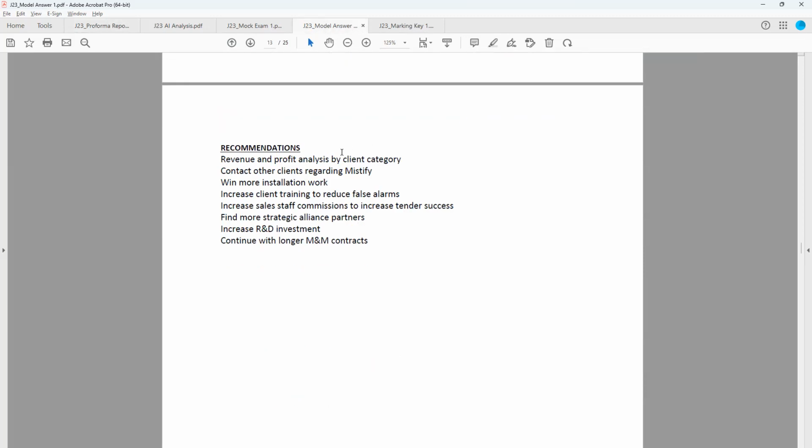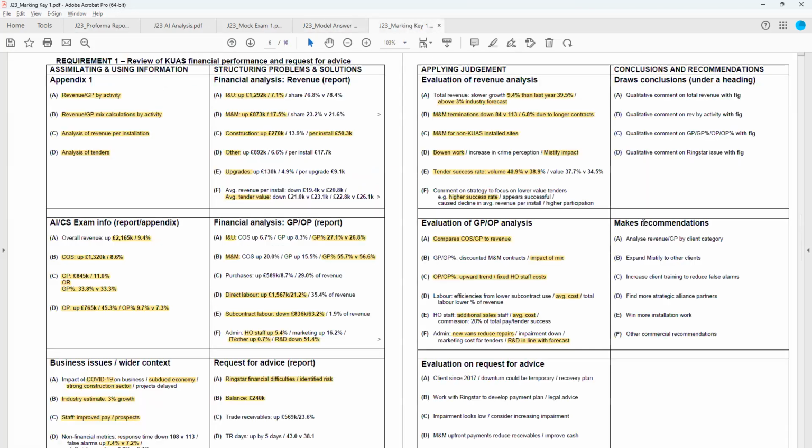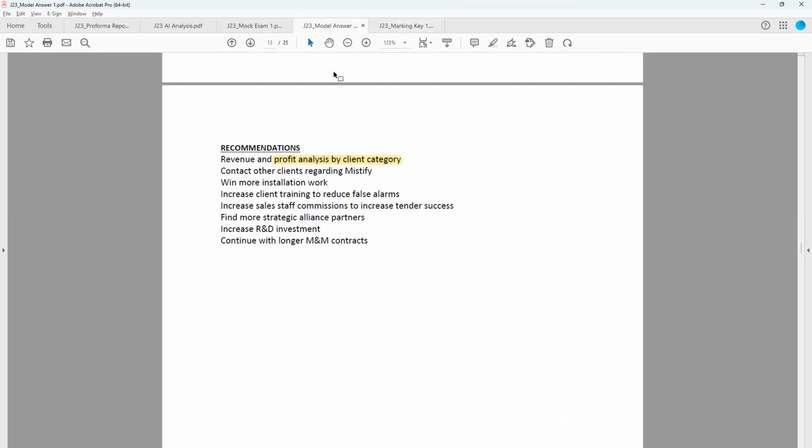So it's always good to suggest doing some further analysis. We can't really do profit analysis by each client category. And even with the revenue analysis, we haven't got a detailed breakdown between retail and leisure. So we could do some more revenue analysis there, and certainly profit analysis by client category. We know construction's higher, but we don't know about the others. So that's a good thing to suggest: getting some more data to do some further analysis. That's usually worth a mark there.